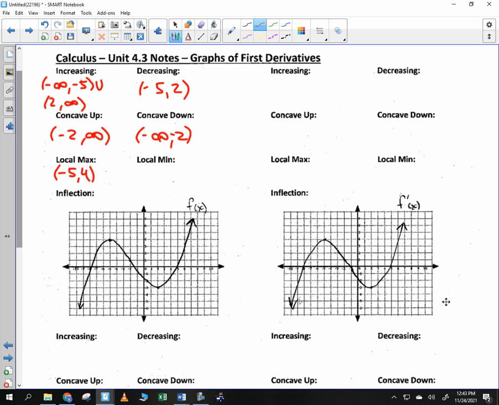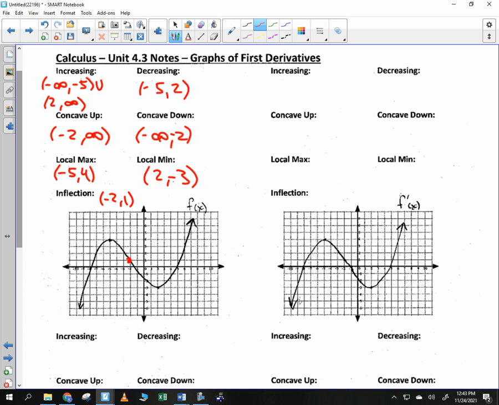All right. And then the local minimum, I've got 2, negative 3. And then the inflection, Carter suggested that maybe the inflection point happened right about here. So that'll be negative 2, positive 1. So that's when we look at the original graph.